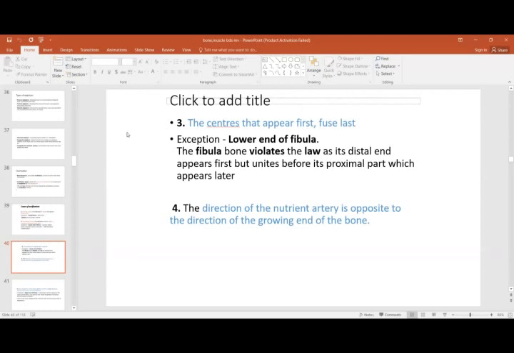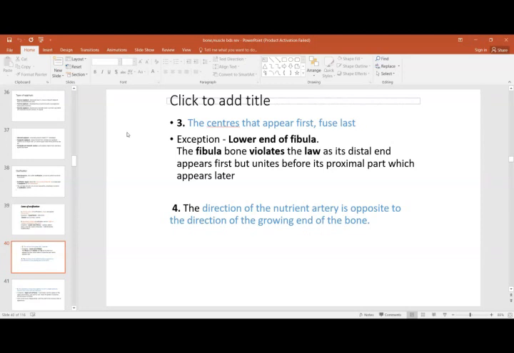Then, in ossification, those centers which appear first are the last to fuse. That means they are there, but they continue growing. These centers are especially present where bone growth is going on, where the length of the bone is going to grow. That is why it is called the growing end. So the center in the diaphysis, at the lower end or the upper end, that appears first, is going to fuse last. That end is called the growing end.